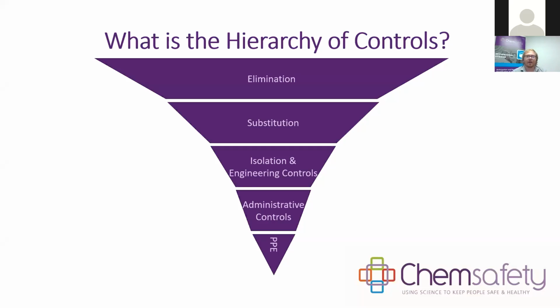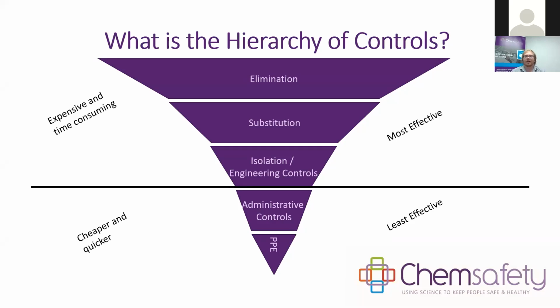So what are the hierarchy of controls? You may have heard of some of them. You may have even heard of the hierarchy of controls. They're pretty simple overall. It's elimination, substitution, isolation and engineering controls, administrative controls, and PPE. And we're going to go through them a lot more in specific detail as the presentation goes on. But you may have heard of some of them, and some of them are pretty self-explanatory just based off the name.